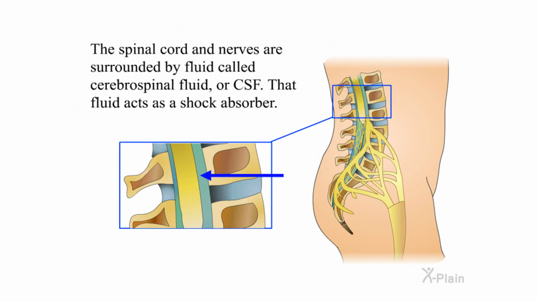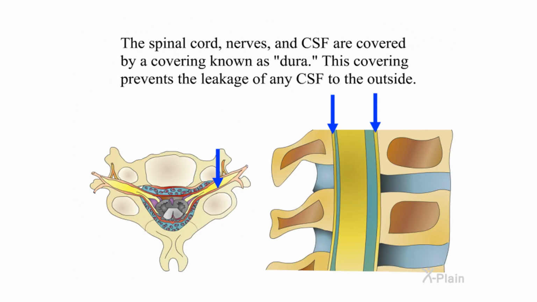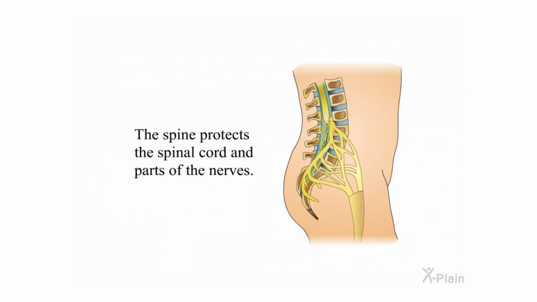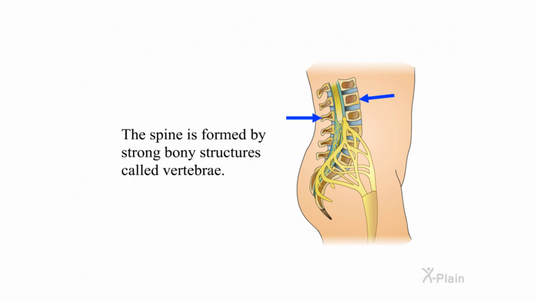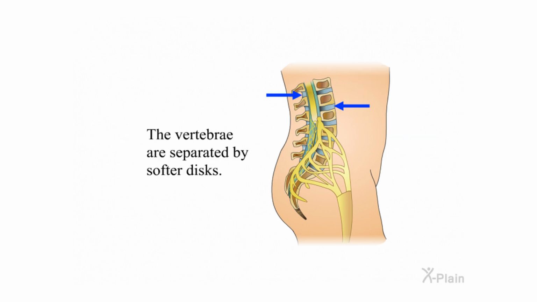The spinal cord and nerves are surrounded by fluid called cerebrospinal fluid, or CSF. That fluid acts as a shock absorber. The spinal cord, nerves, and CSF are covered by a covering known as dura. This covering prevents the leakage of any CSF to the outside. The spine protects the spinal cord and parts of the nerves. The spine is formed by strong bony structures called vertebrae. The vertebrae are separated by softer discs.